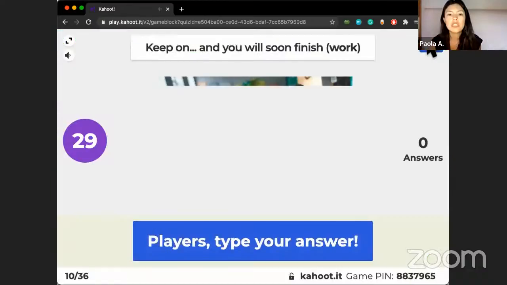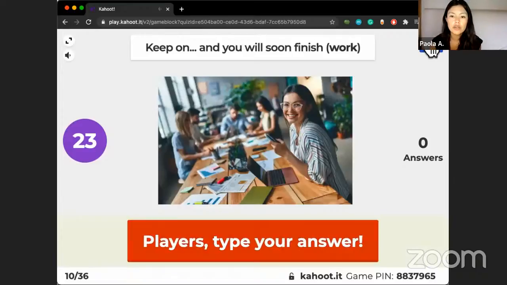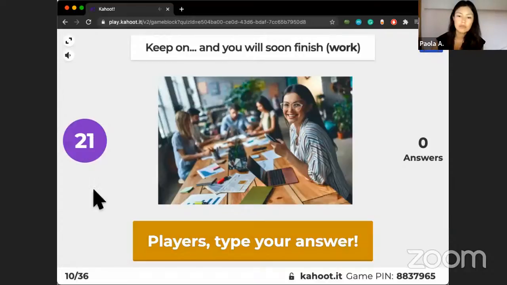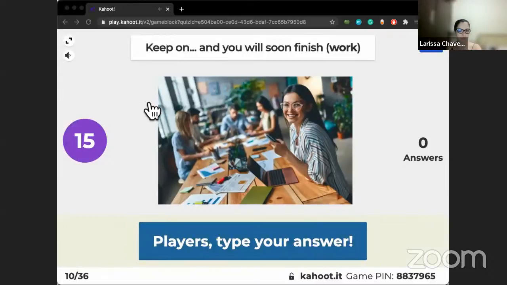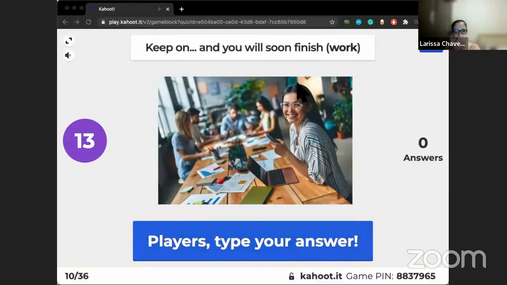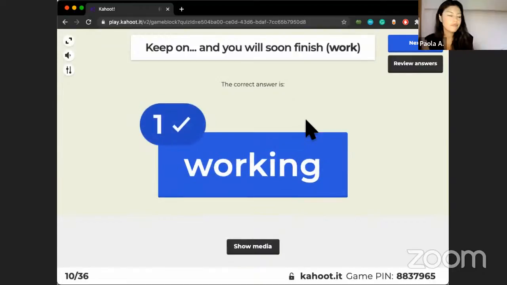Okay. What about here? It says keep on work. How can we complete the sentence? Correct. Let's read the sentence. Keep on working and you will soon finish. You will soon finish. So after keep, we use a gerund.